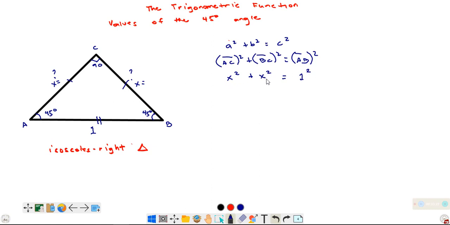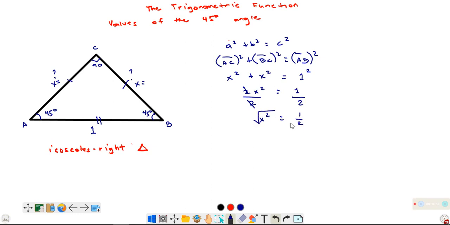So, meron kang X squared plus X squared, meron kang 2X squared is equal to 1, because 1 squared is equal to 1. Now, let's find the value of X using multiplication property of equality. Divide both sides by 2. So, 2 divided by 2 is 1. You will end up with just X squared. X squared is equal to 1/2.